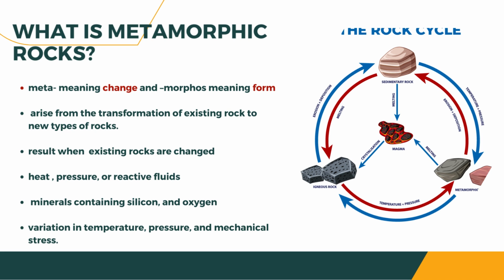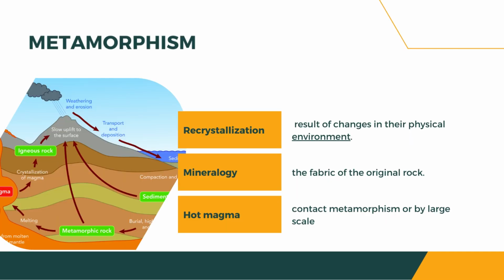Metamorphic rocks are any of a class of rocks that result from the alteration of pre-existing rocks in response to changing environmental conditions such as variation in temperature, pressure, and mechanical stress, and the addition or subtraction of chemical components. The word metamorphism is taken from the Greek for change of form. Metamorphic rocks are derived from igneous or sedimentary rocks that have altered their form, called recrystallized, as a result of changes in their physical environment.